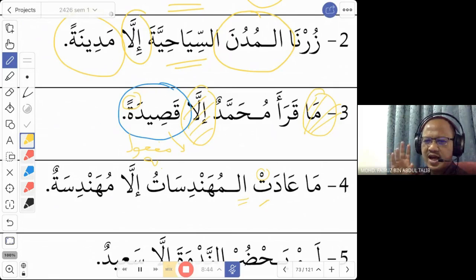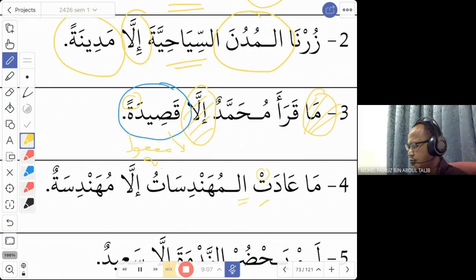So all the muhandisat, the female engineers, ma'adat. What is the meaning of ada? Ada ya'udu. Return. Yes, correct. Ada means return. So here they want to say ma'adat. Those engineers, they did not return, except for one engineer. Only one engineer among those returned. Ma'adat illa muhandisa.